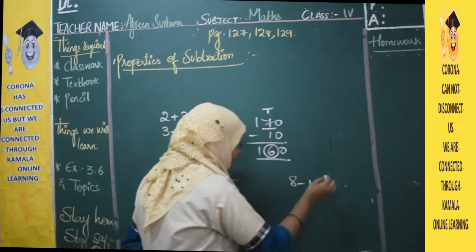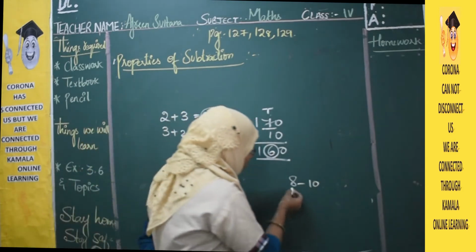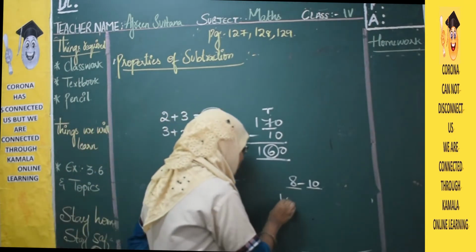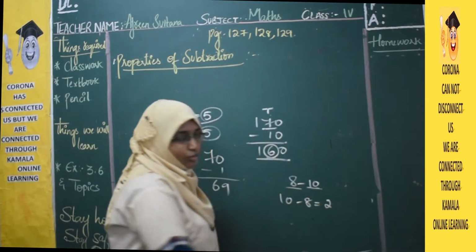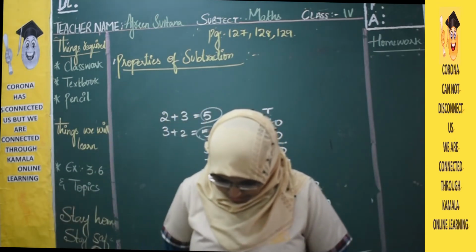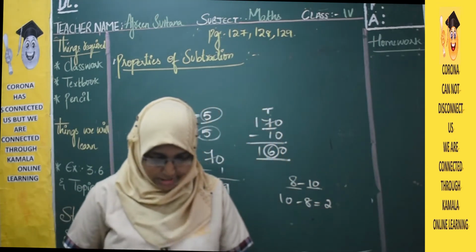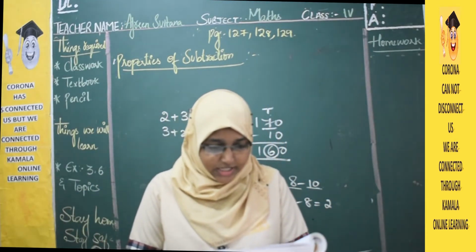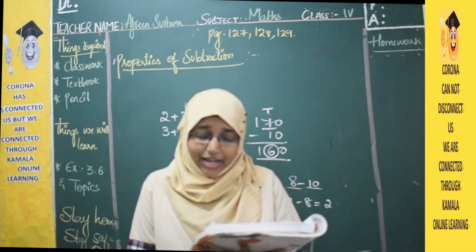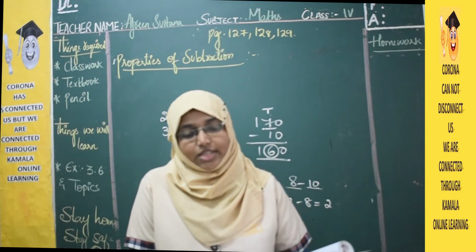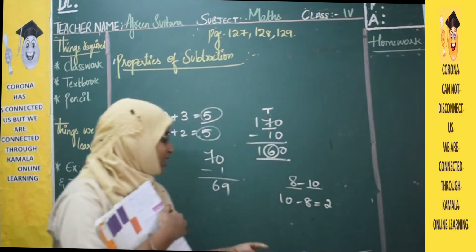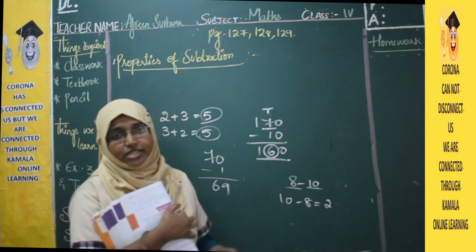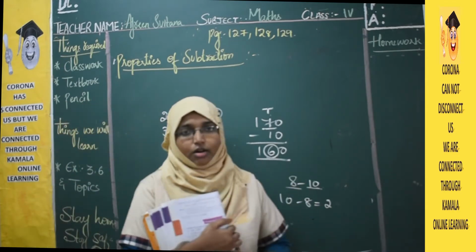Take 8 minus 10. Can we subtract a bigger number from a smaller number? Can we change the order? It's 10 minus 8, that is 2. So we cannot change the order. For example, they have given a small example here: 25,756 minus 756 is not the same as 756 minus 25,756. As we have seen, we can do 10 minus 8, but we cannot subtract 10 from 8, that is 8 minus 10. We cannot change the order here.